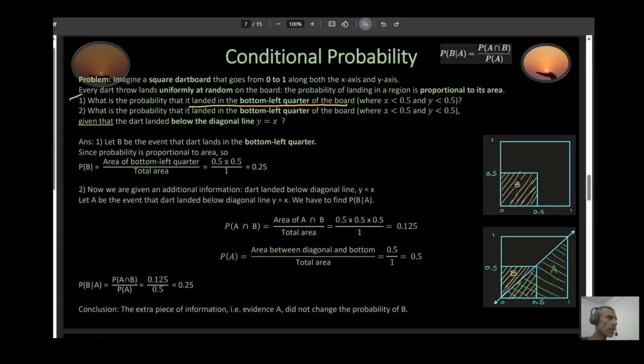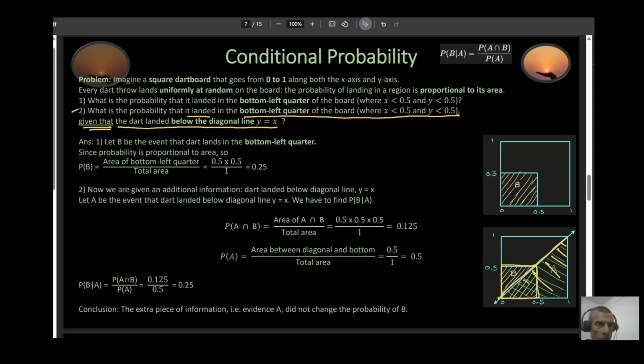Question number 2. What is the probability that it landed in the bottom left quarter of the board where x is less than 0.5 and y is less than 0.5, given this additional piece of information that the dart landed below the diagonal line y equal to x? So you have to find the probability that the dart landed over here in this region, given now an additional piece of information that the dart landed below this diagonal line somewhere over here. So this is your A right here. Okay, let's do question number 1 first.